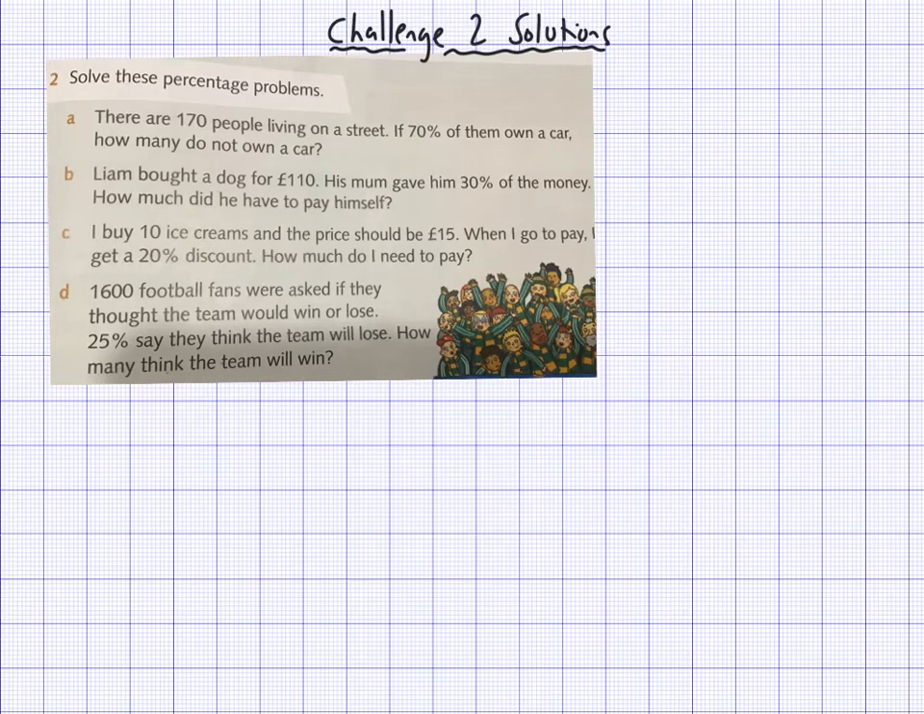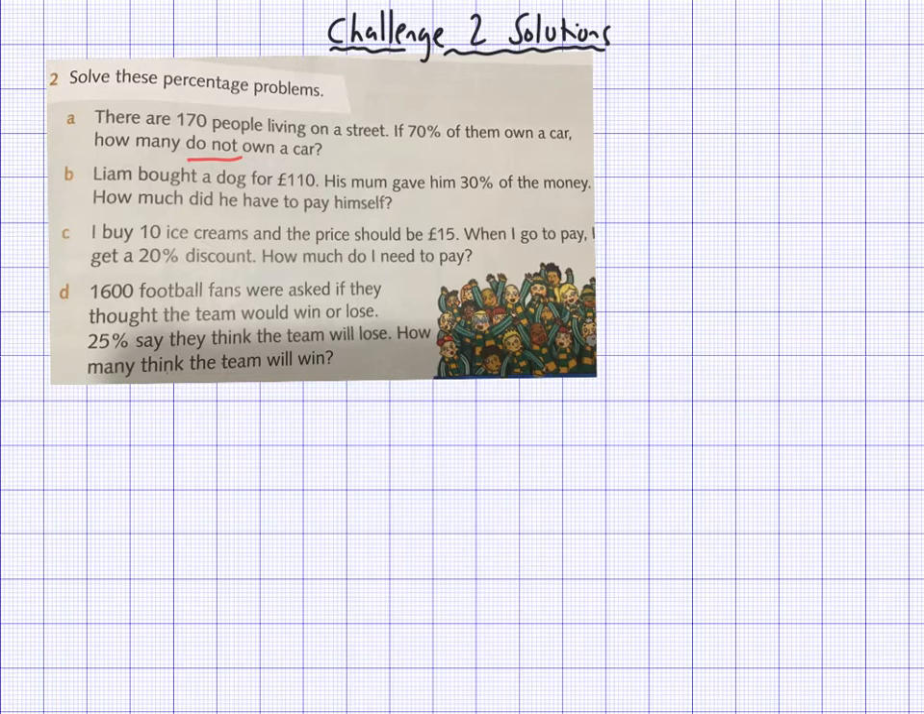Okay, so we're continuing where we left off in the last solutions video, and we're on to challenge 2, question 2. These are the word problems. So A, there's 170 people living in the street. If 70% of them own a car, how many do not own a car?